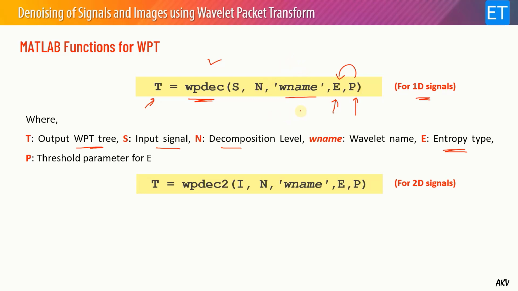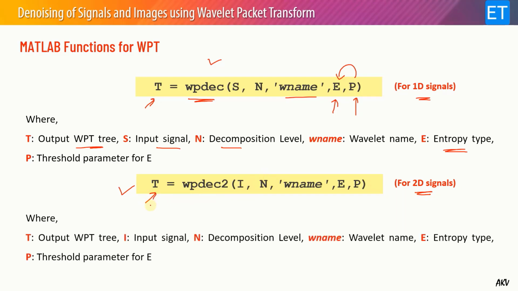MATLAB documentation. And this is the function WPDEC2 for two-dimensional signals, if you are decomposing your images. Let's see what these parameters are. T is again the wavelet packet output tree, I is your image, and the number of decomposition levels, wavelet name, and E and P are the same as before. I mean your entropy criteria and the threshold parameter that is associated with this E.